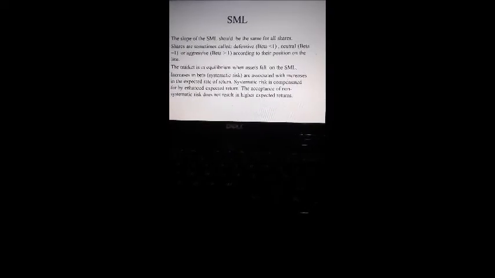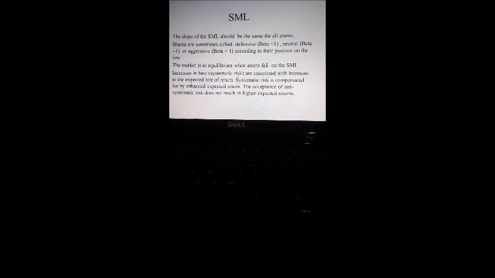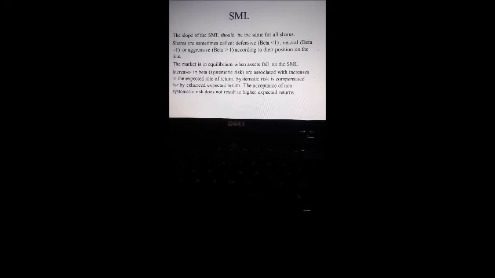Now, according to the security market line, the slope of the security market line is the same for all shares. Shares are sometimes called defensive, neutral, or aggressive depending on their position on the security market line. Securities or shares with a beta less than 1 are defensive stocks or defensive shares. We have neutral with a beta equal to 1. And the aggressive are those with a beta greater than 1, those with higher risk, which will demand a higher required rate of return to be compensated for the risk taken.